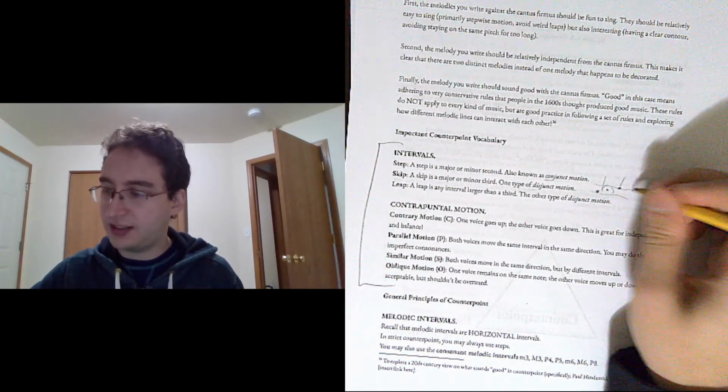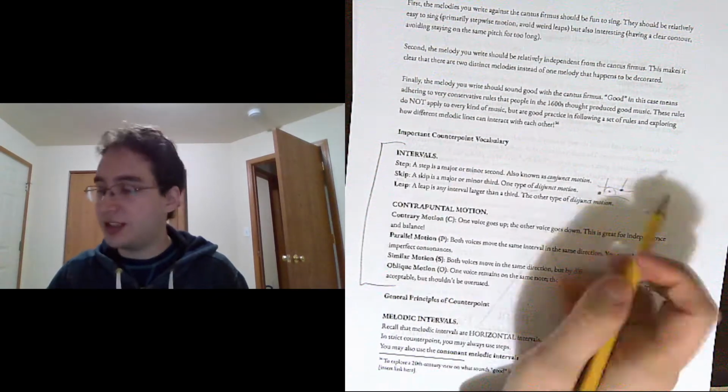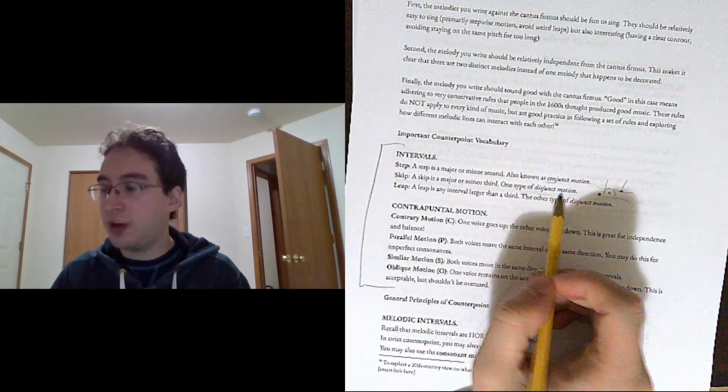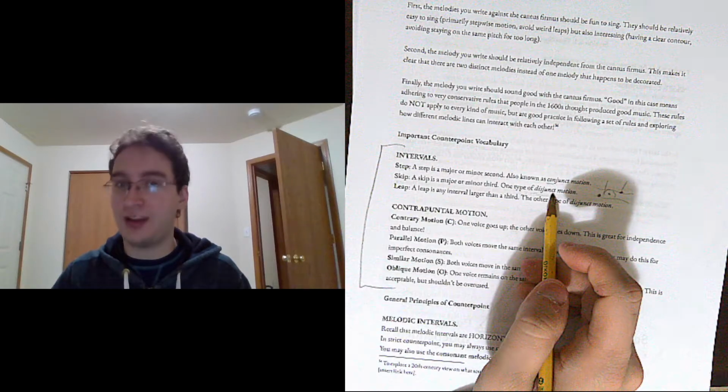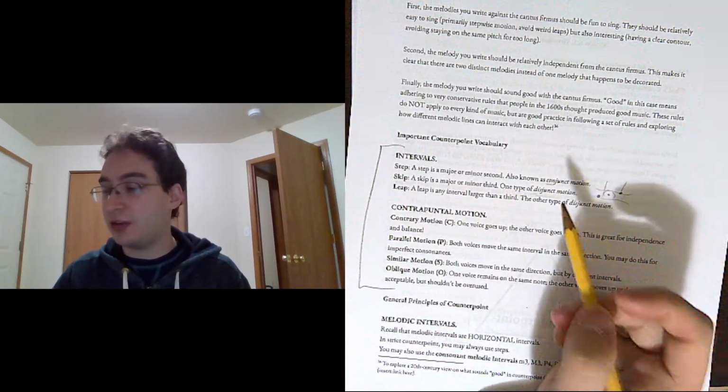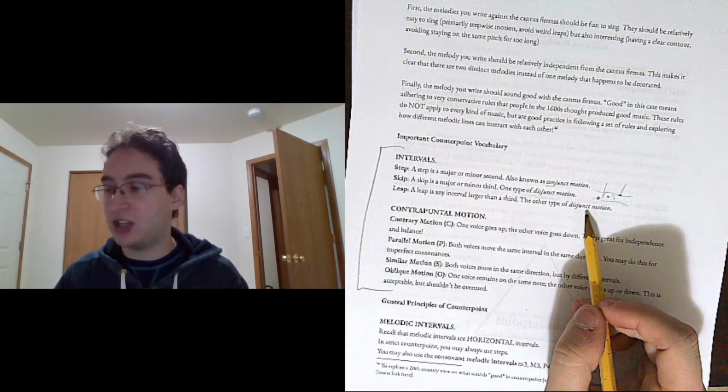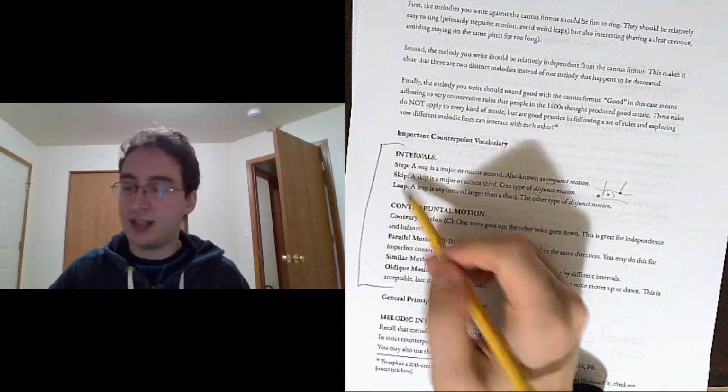Very fancy staff here. 2-line staff. Great, good. So we skip a note. That's why it's called a skip. This is one type of disjunct motion where they're not right next to each other. And then a leap would be any interval larger than a third, which is the other type of disjunct motion. So step, skip, and leap.